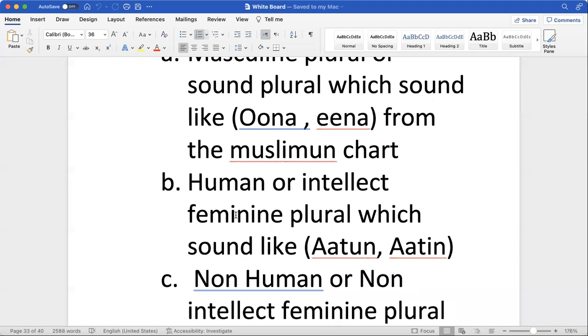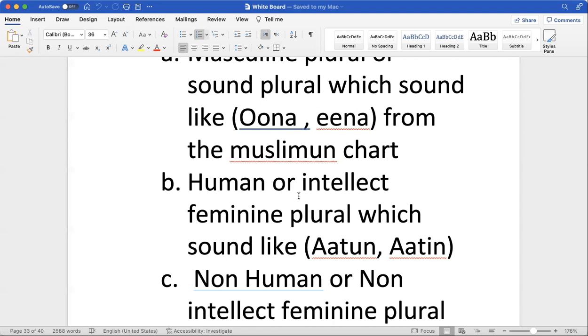So in Arabic, when you call something feminine, it has to be feminine by nature. We cannot use feminine nature for words for something which is not of that nature. So for human or intellect feminine plural, if you go to the Muslimatun chart, you will find in the last column, the Jama column, Muslimatun, Muslimatin. So atun and atin sound, and both are normal plurals. So una, ina, atun, atin are called normal plurals in the Arabic language.